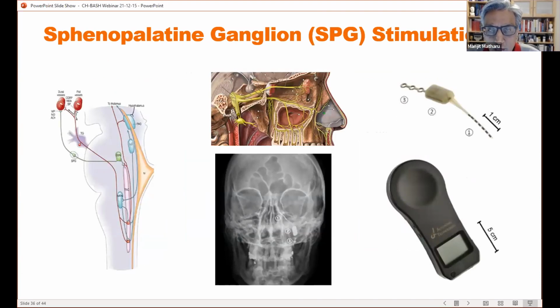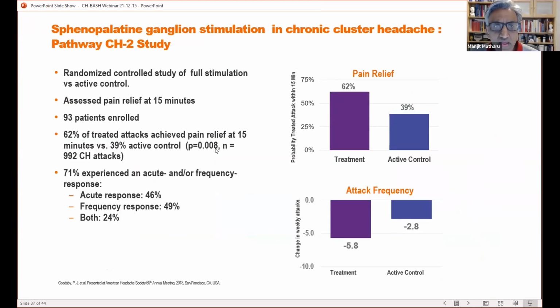Moving on to other treatments for sphenopalatine ganglion stimulation, there is this device that a company called ATI manufactured and made available. Once it was implanted, patients could actually stimulate the device using this remote control. What they showed in this reasonably large study of 93 patients is that when looked at as an acute treatment, pain relief at 15 minutes, 62% of the patients could achieve pain relief.